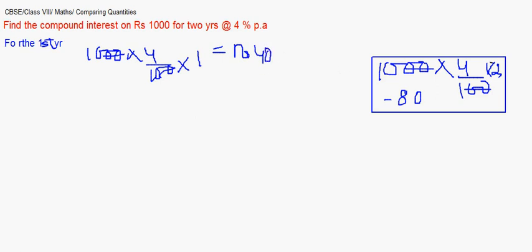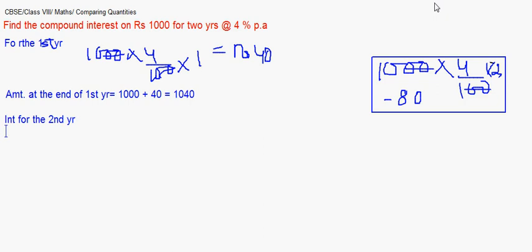So what becomes the amount at the end of the first year? We have to see that. Amount at the end of first year. Let me write it. I'll be using this short form. Amount at the end of first year is equal to 1000 plus 40, that is 1040 rupees. This will work as a principal for the second year. Now we'll calculate interest for the second year.